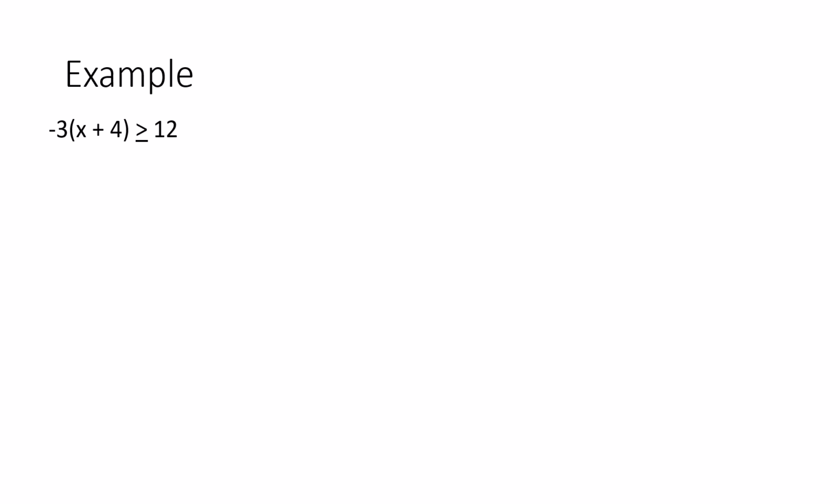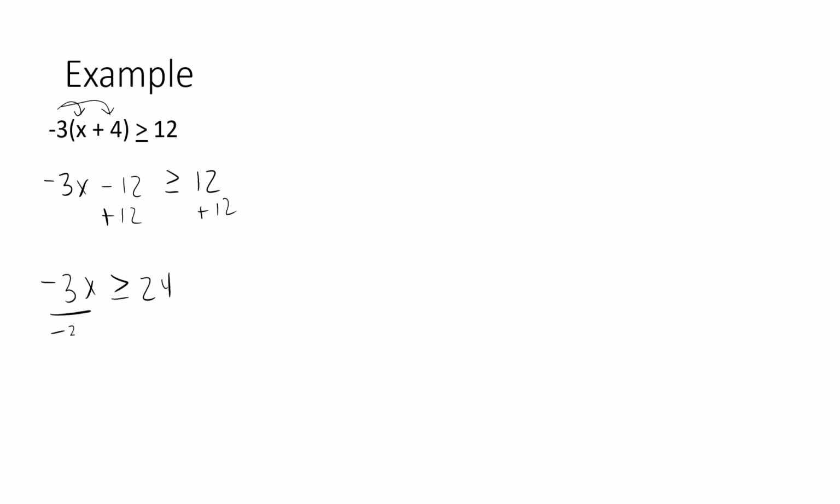And remember what I just said, this distribution does not flip the inequality, okay? That is simply a rewrite step on one side. And everything else about this is the same. So you can just plow ahead with this like you were solving an equation. So we distribute, then we would add 12 to both sides. Okay, so -3x, -12 plus 12 is 0, and 12 plus 12 is 24.